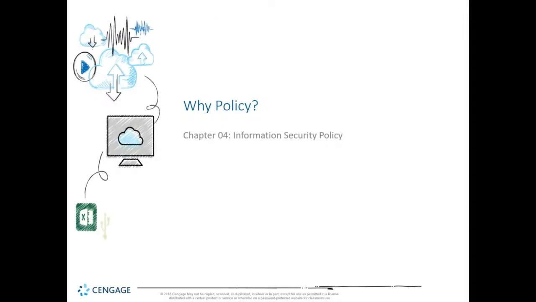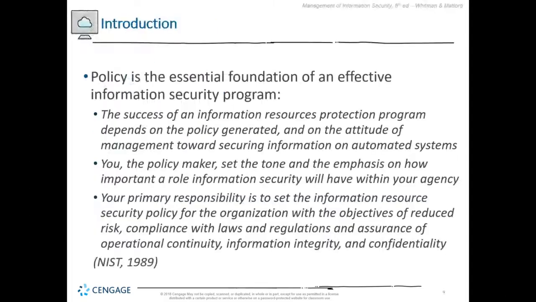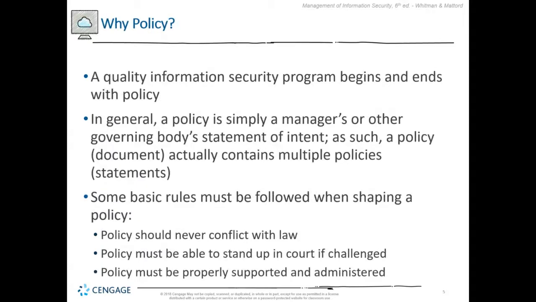So we're first talking about why do we have a policy. All right, first of all, our information security policy is going to act as an outline for acceptable behavior and use of information. All right, so the policy is going to be designed to create a productive and effective work environment. It's going to be an essential foundation for the effective information security program. So our quality information security program begins and ends with policy. All right, so think of it once again, it's the rules that govern an organization.